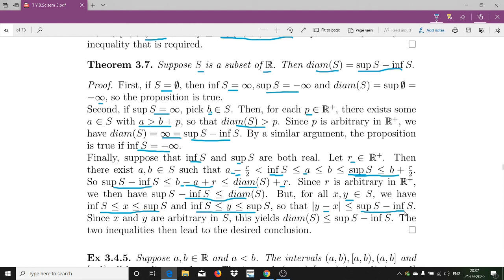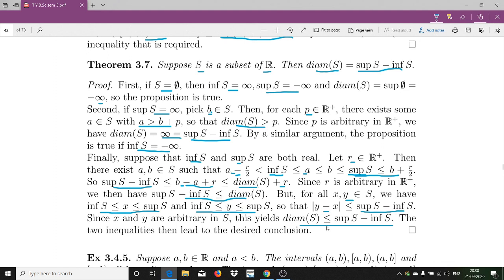So it is true for every arbitrary element x and y. Therefore the supremum of this mod y minus x is also less than or equal to the supremum of S minus the infimum of S. So you will have the diameter of S is less than or equal to the supremum of S minus the infimum of S. Here you proved that the supremum of S minus the infimum of S is less than or equal to the diameter of S. Here you proved the supremum of S minus the infimum of S is greater than or equal to the diameter of S, and that will prove that the supremum of S minus the infimum of S is equal to the diameter of S in this case also. And that proves the theorem which we wanted to prove.